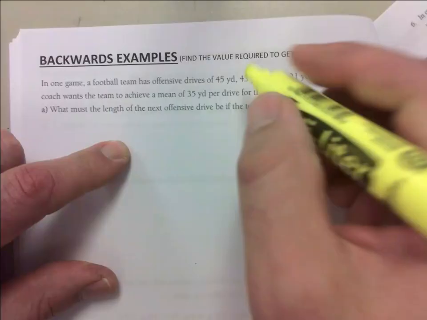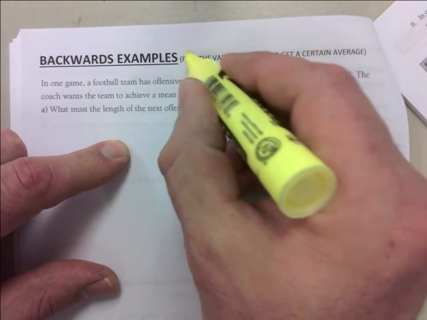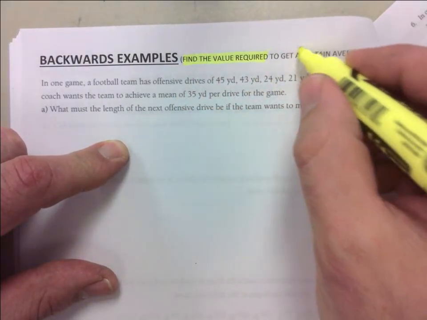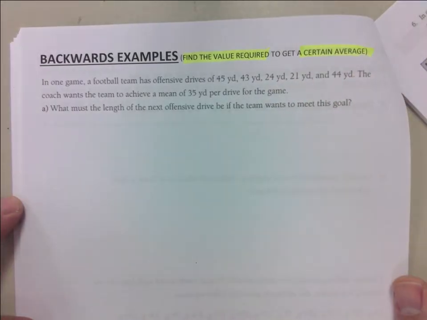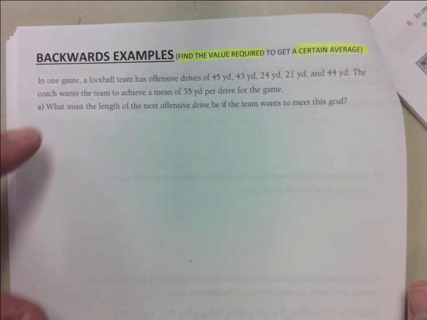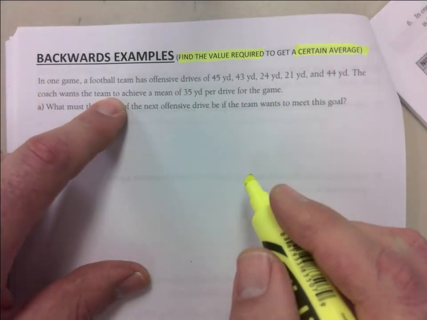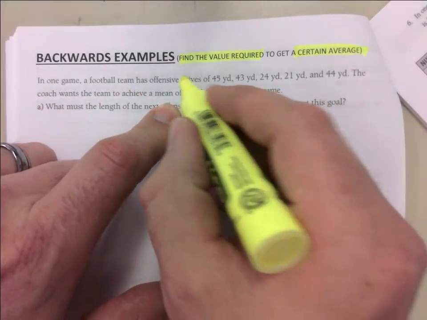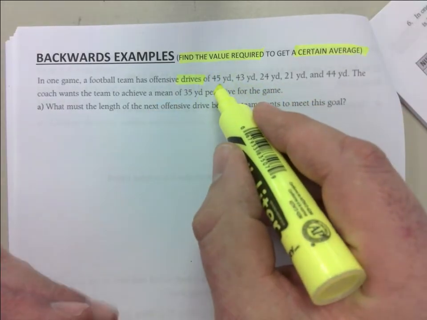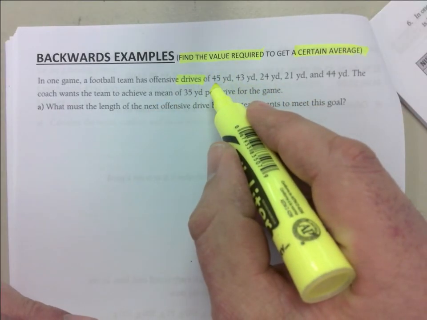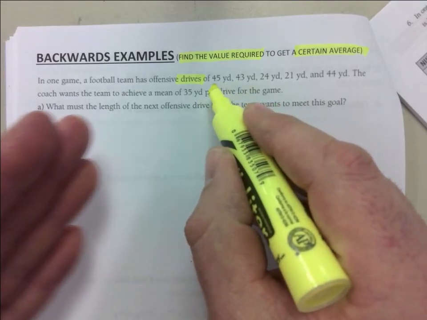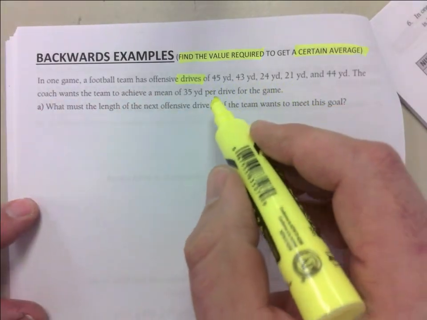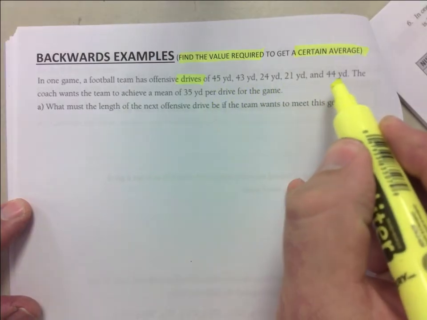So basically, you're going to find the value required to get a certain average, right? In one game, a football team has offensive drives, right? That's the distance that you've actually pushed your team forward. And here are the drives as follows, right?